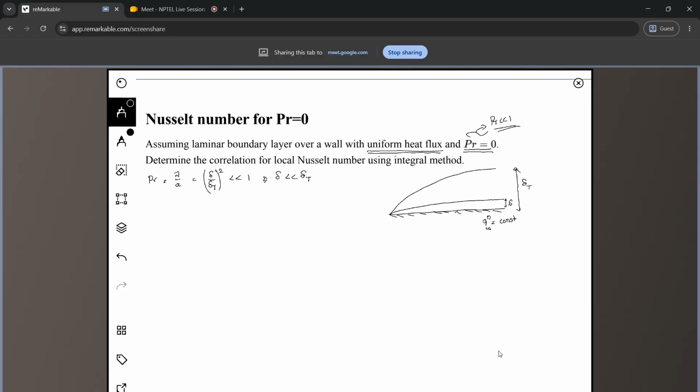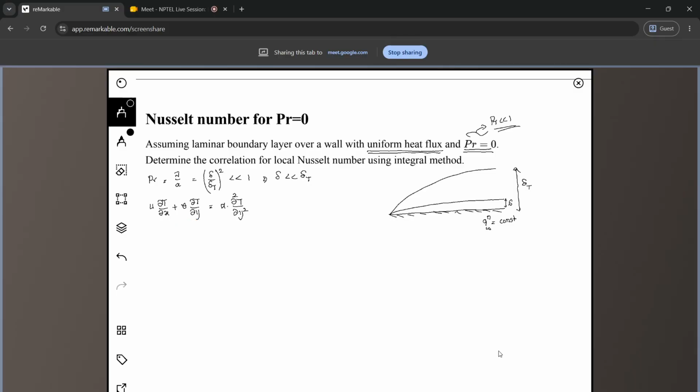So if I write my energy equation, which is U times del T del x plus V times del T del y equals alpha, the thermal diffusivity, times the diffusion. So this is the diffusion term and these are the inertia terms. This is the thermal boundary layer equation.